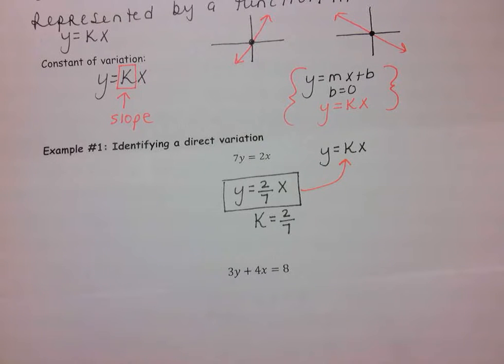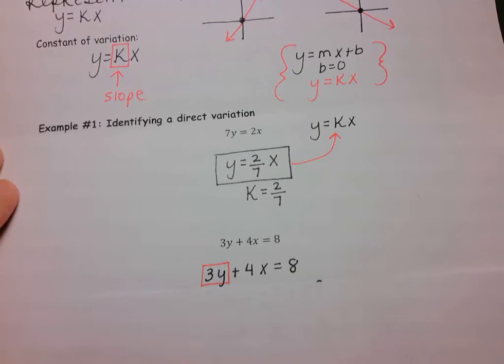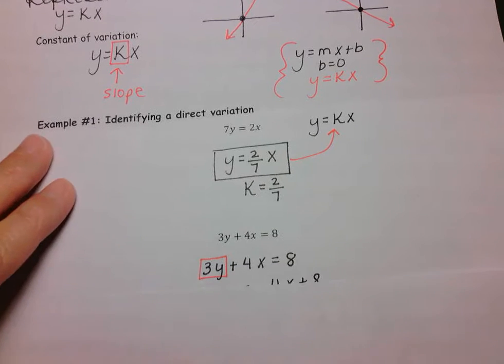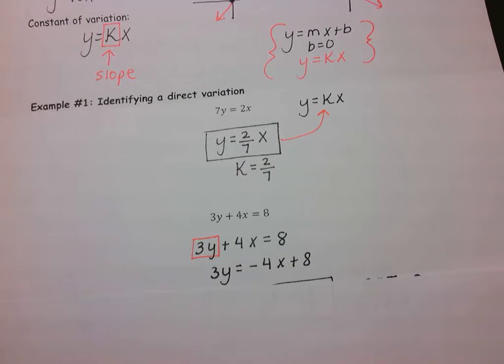But now let's look at this equation. Again, I'm trying to identify if this is a direct variation, and so I want to solve for y. So how do I solve for y? I want to circle the term that has the variable I'm trying to solve for, and I want to deal with that last. So I want to get everything away from y, and so where do I start? I start by subtracting 4x from both sides, and this is what I get.